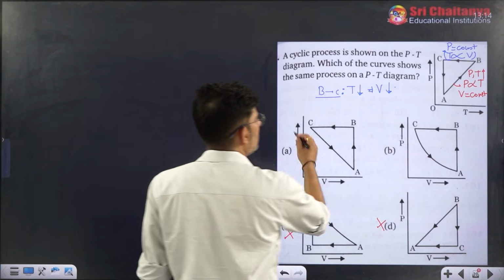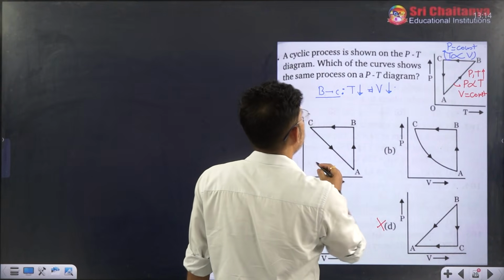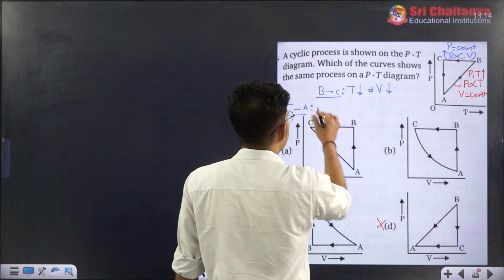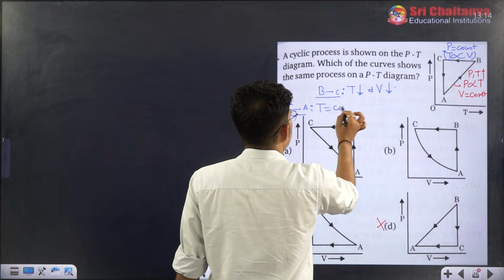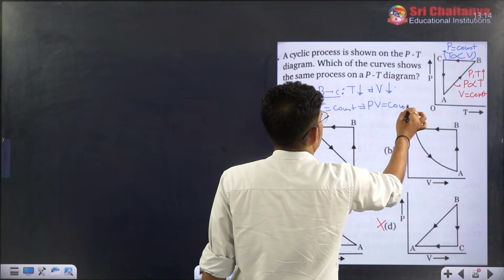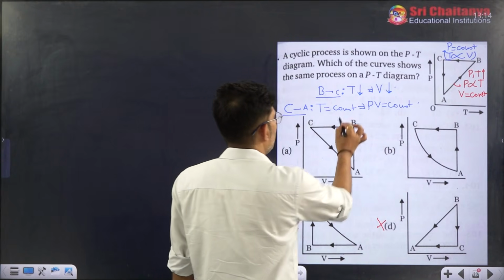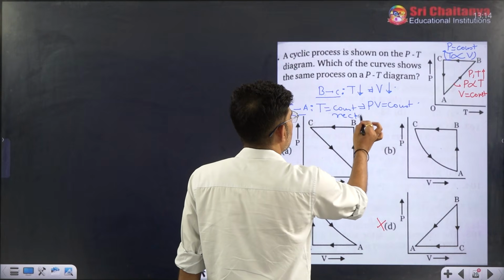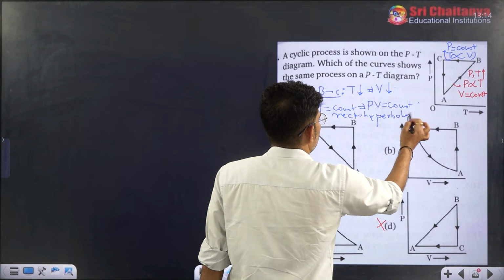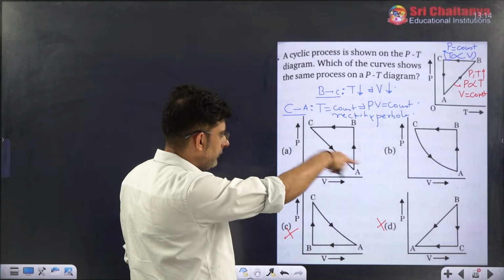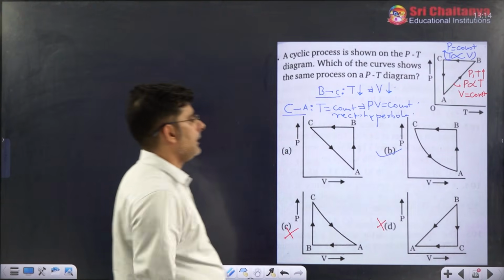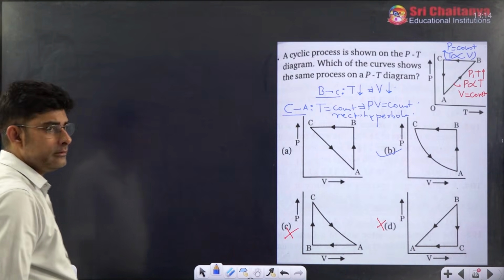Okay. Now come to last process, which is C to A. What is happening in C to A? In C to A, what is constant? Temperature constant. Temperature is constant means PV is constant. It will be a rectangular hyperbola. So it should be rectangular hyperbola. So which one is the correct graph? Second one. Here though they have shown a straight line, so this one will be correct. I hope it is clear.